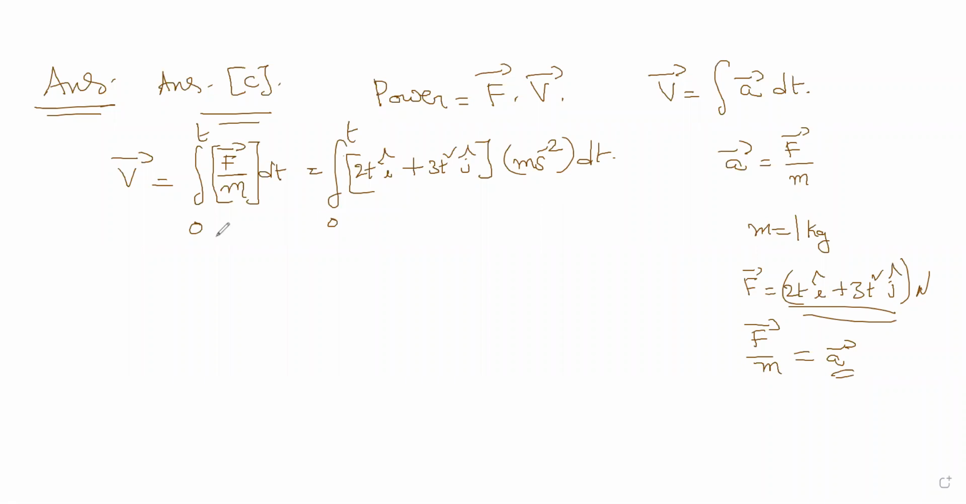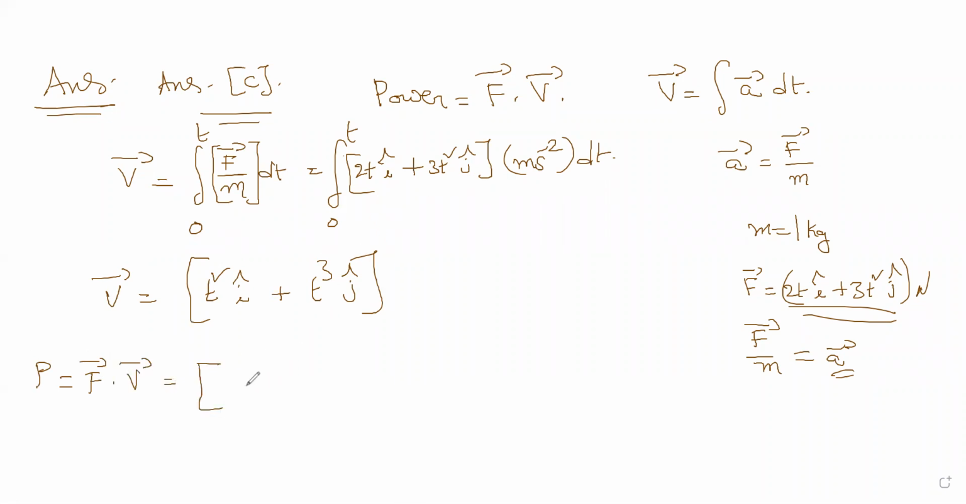Now you integrate, you get V bar. The integral of 2t is t square i cap, and the integral of 3t square is t cube j cap. That's how you get the integrals. When you substitute 0 to t, you get the same thing. And now the power is given by F bar dot V bar. What is F bar? This vector 2t i cap plus 3t square j cap, dot product with t square i cap plus t cube j cap.